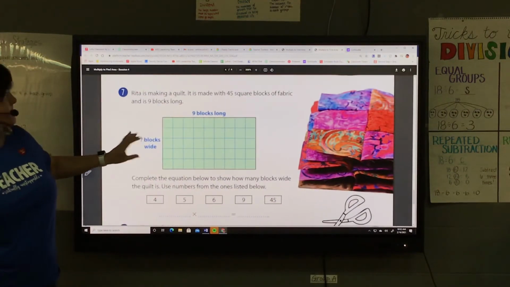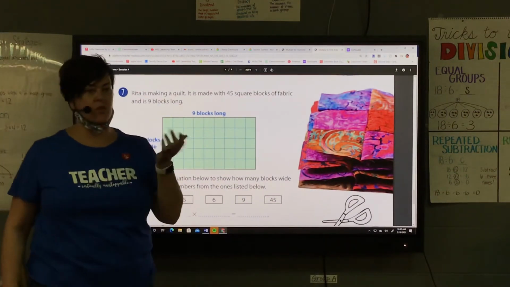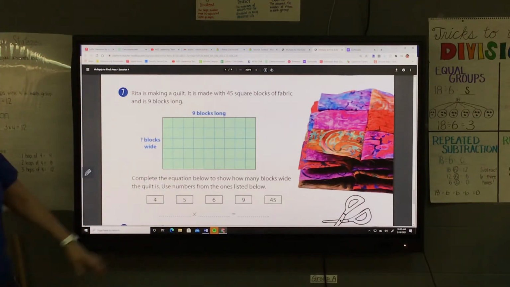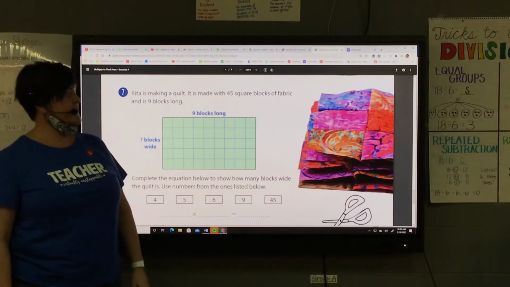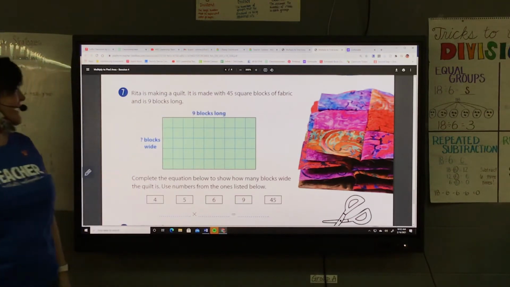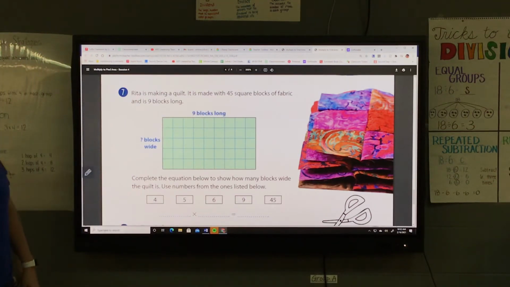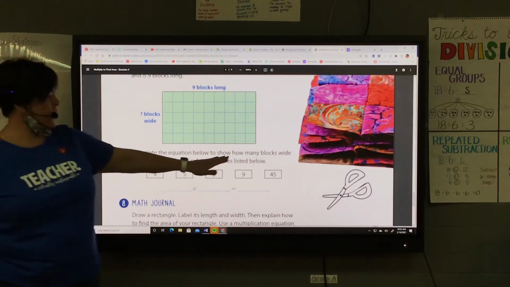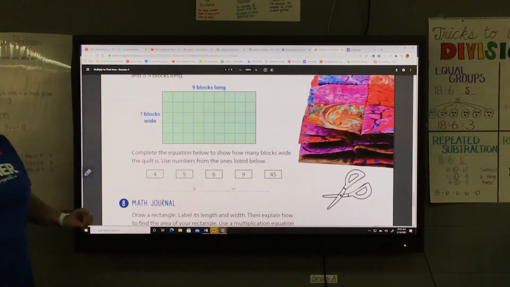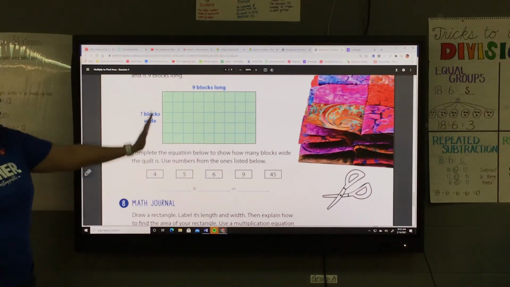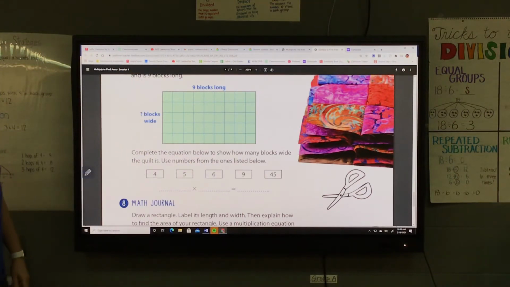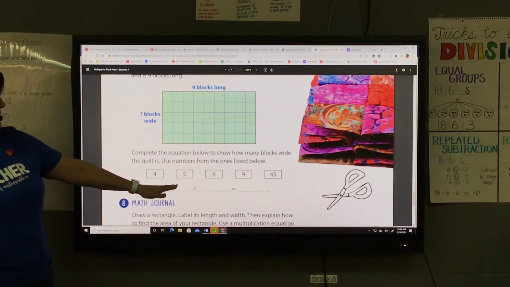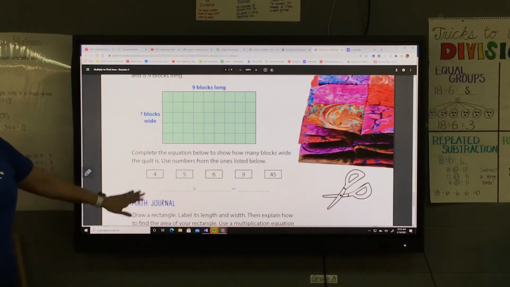All right. Turning your page, number 7. Rita is making a quilt. It is made with 45 square blocks of fabric and is 9 blocks long. Complete the equation below to show how many blocks wide the quilt is. So what's the length? 9. Let's fill that in.